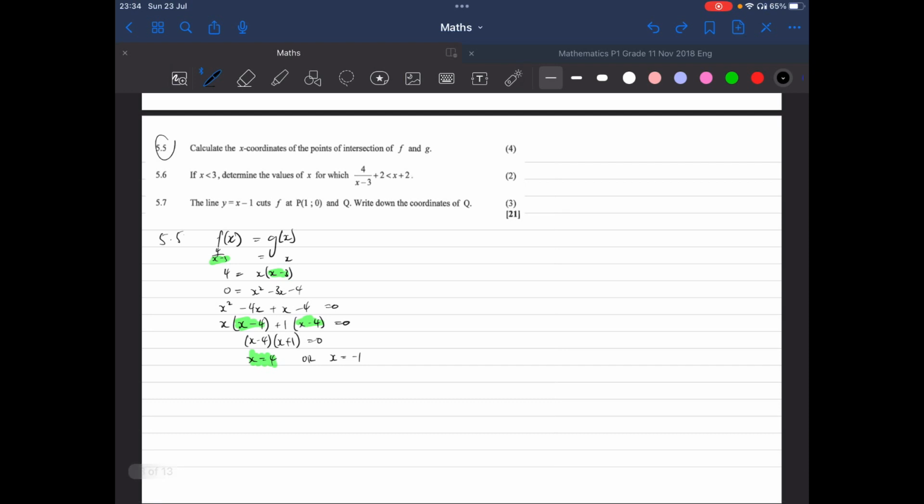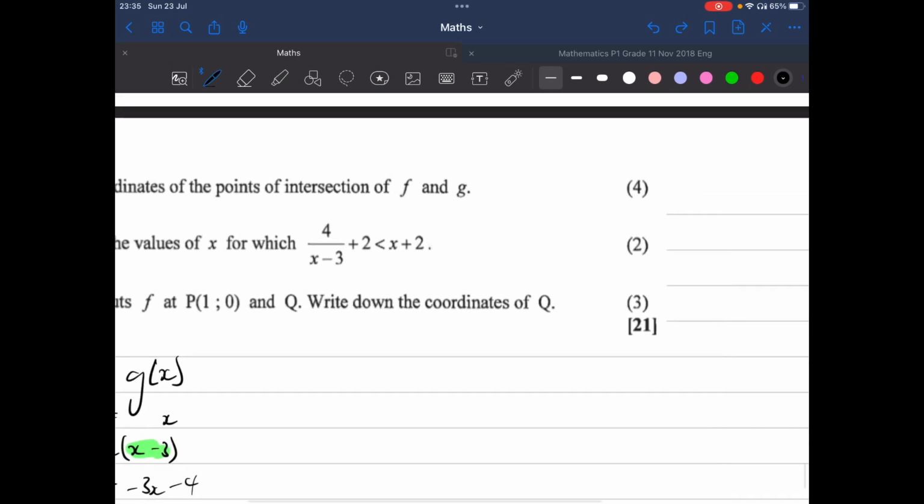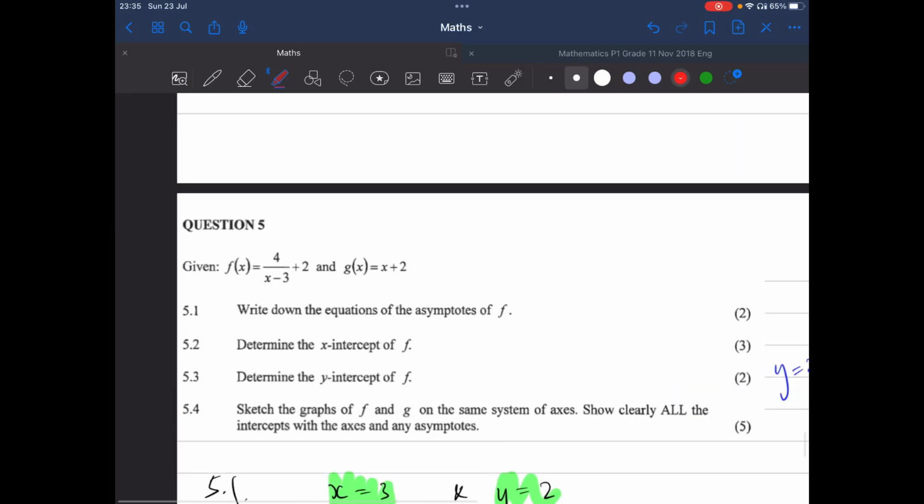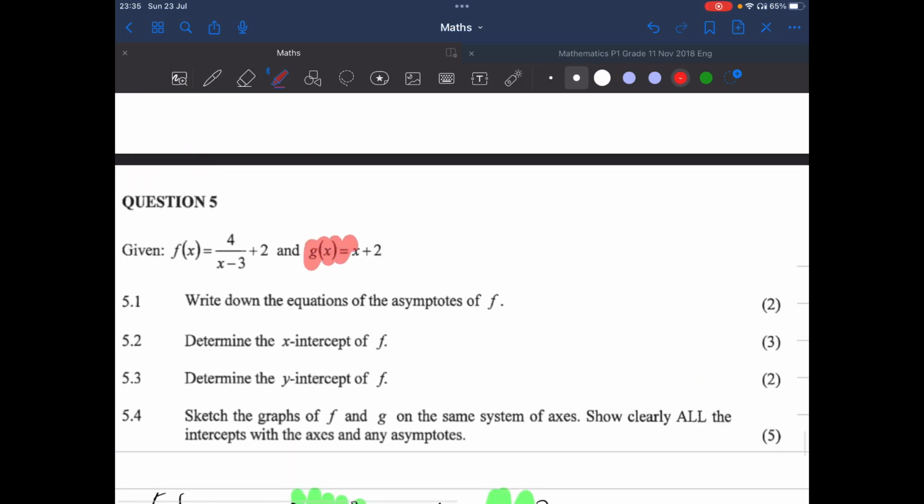Okay, so that takes care of 5.5. Let's look at 5.6. If x is less than 3, determine the values of x for which 4 over x minus 3 plus 2 is less than x plus 2. Okay, so if we look carefully now, 4 over x minus 3 plus 2 and x plus 2 is literally just f and g, right?